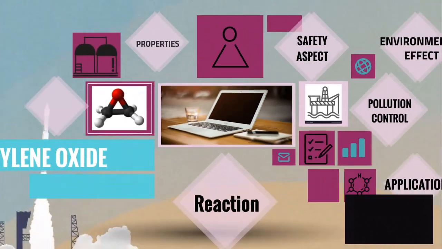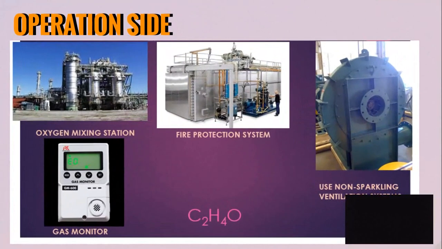So next, I'm going to explain the safety aspects in the operation site, storage, and also handling for workers. First is the oxygen mixing station. It is not actually a part of this reaction, but it helps to reduce the flammability when EO and oxygen mix. Next, fire protection systems are also considered in the design processes. Next, a non-sparkling ventilation system is used to control and avoid ignition sources, and last is a gas monitor that will help to determine ethylene oxide leakage in the operation system.